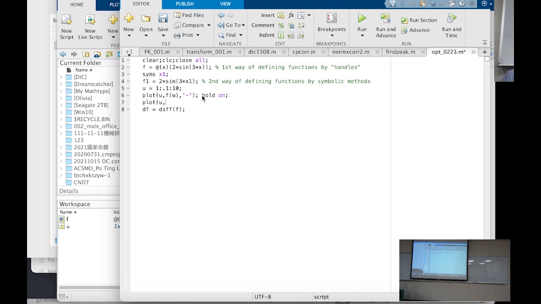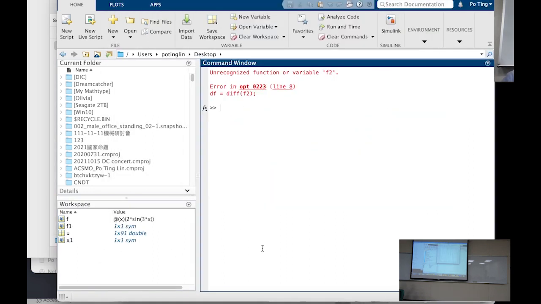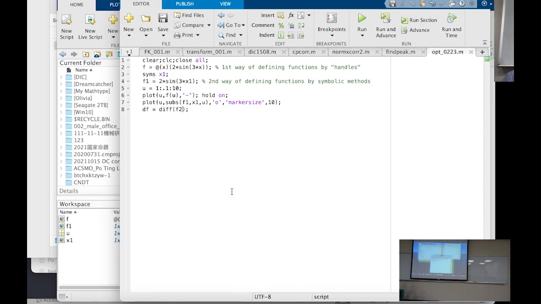let me see, substitute, I think. F1, x1, u. It's running. No? But the first part was right. So up to here it was right.